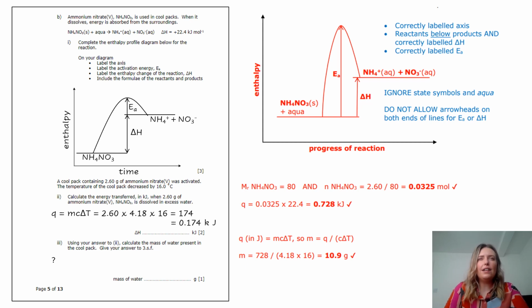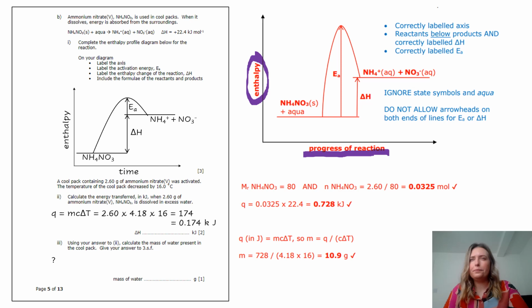Point number 1, you need your axes to be correct. So my student has got enthalpy, but they've made the common mistake that rather than saying progress of reaction, they've said time, so they don't achieve the first mark. So you need enthalpy and progress of reaction. This is just a comparative diagram. It doesn't need units or anything like that. Okay, I know it looks a bit like a graph. It's not, so it doesn't need any units.